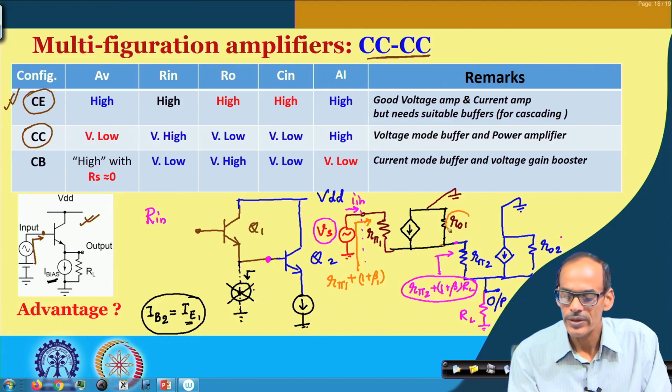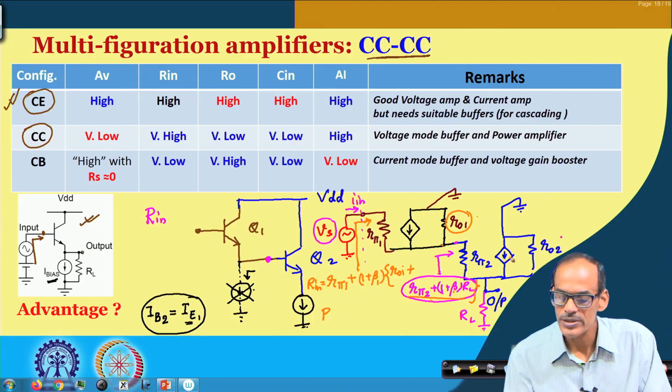So, you may consider this one or you can ignore that, but whatever it is, 1 plus beta 1 it is multiplying this R O 1 plus whatever the resistance you already have obtained here. So, in summary, that is in fact the input resistance of the entire circuit. Of course, this beta is the second transistor beta, so we should write beta 2.